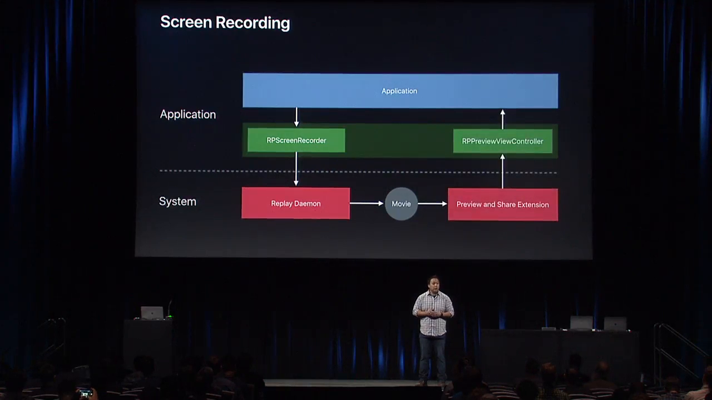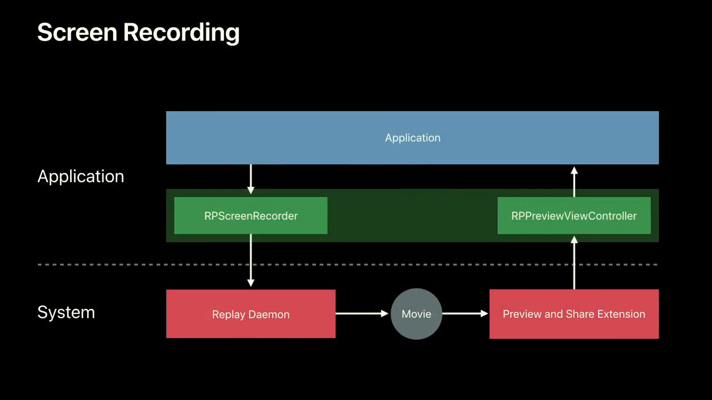When you call stop recording on the shared recorder instance, replay daemon will communicate with the share and preview extension and instantiate an RPPreviewViewController. We'll pass that RPPreviewViewController back to your application so that you can present it to your users, allowing them to review, edit, save, or share the recording they just made in your application.